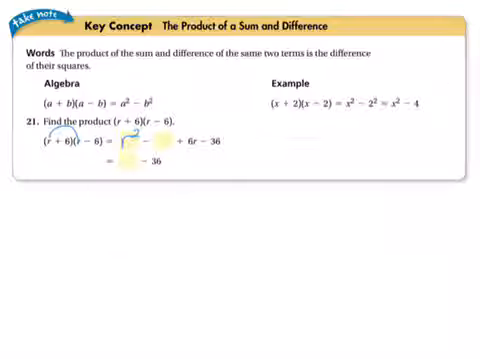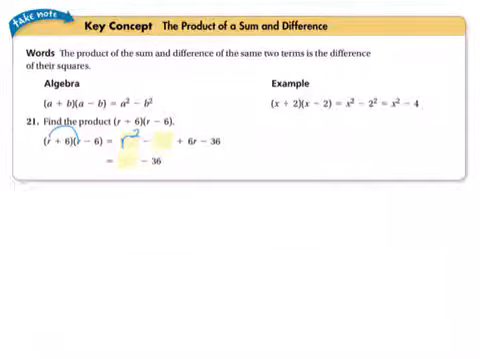A second key concept in this video is the product of a sum and a difference. If you have a binomial that has the same first term and the same second term as the second binomial, and the only difference is that the first one has an addition and the second one has a subtraction, you can simply square the first term and square the second term and put a minus in the middle. Let's see why that works.